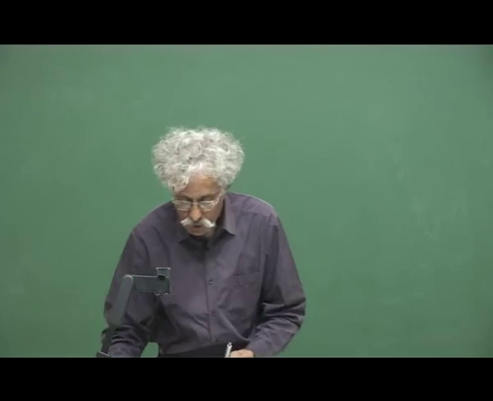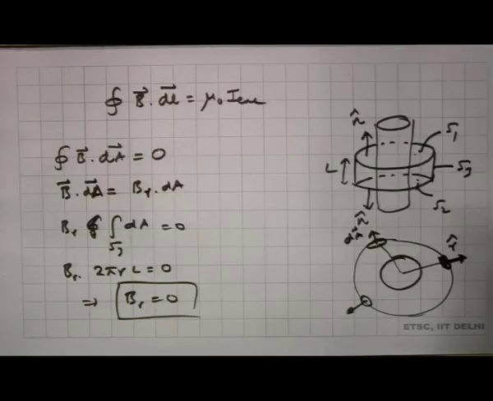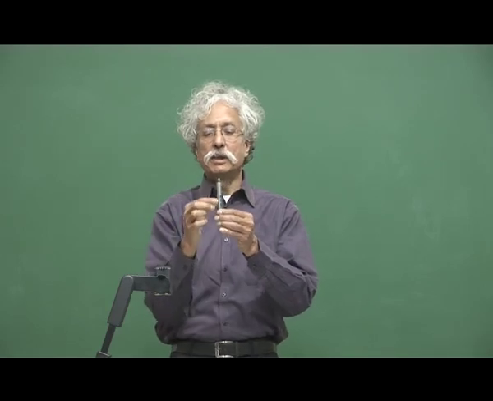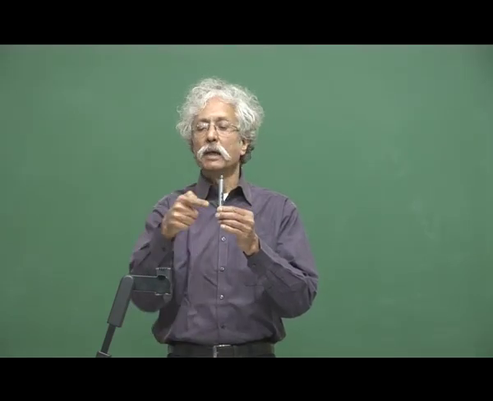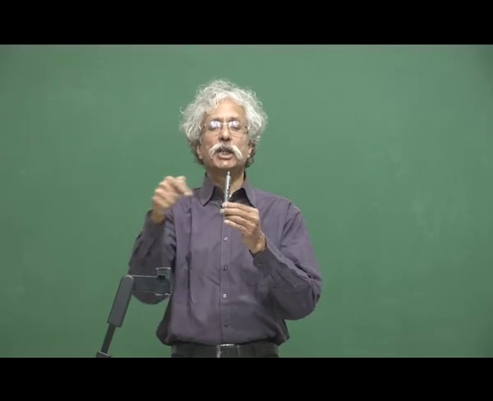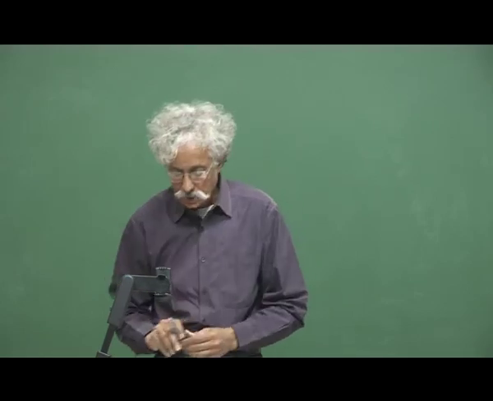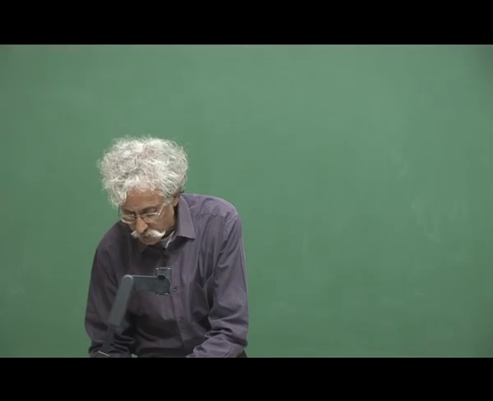Suppose this is my solenoid. It cannot have an R component, it cannot have a component away from the solenoid, and it cannot have a component along the azimuthal direction. The only component left is the z component. So, that is the only component which can survive. Now, having obtained this, I can use Ampere's law to find the magnetic field of a solenoid.